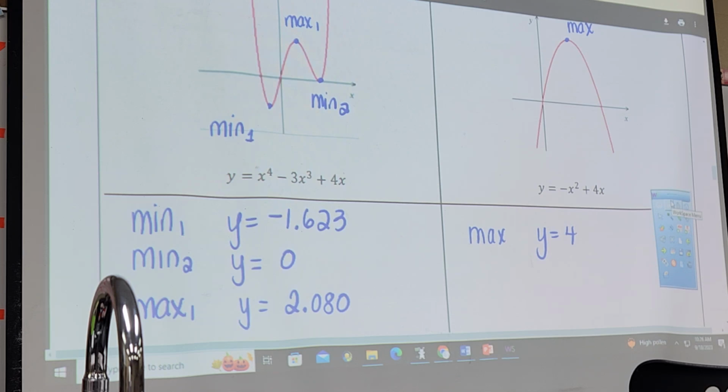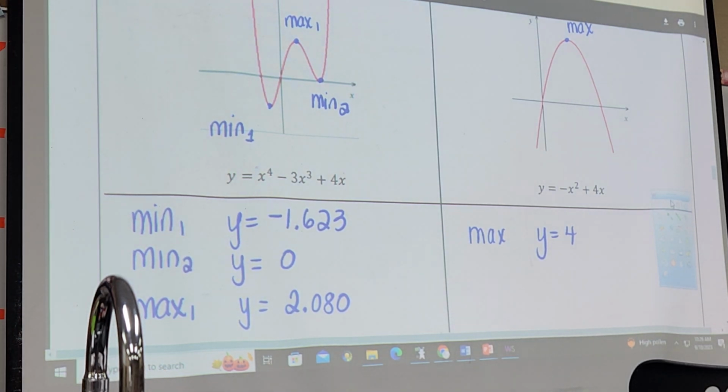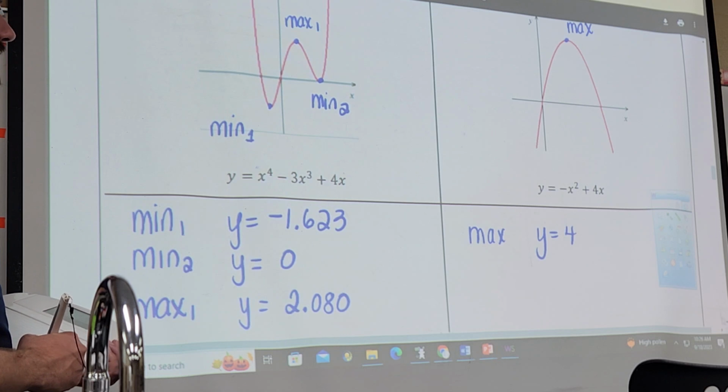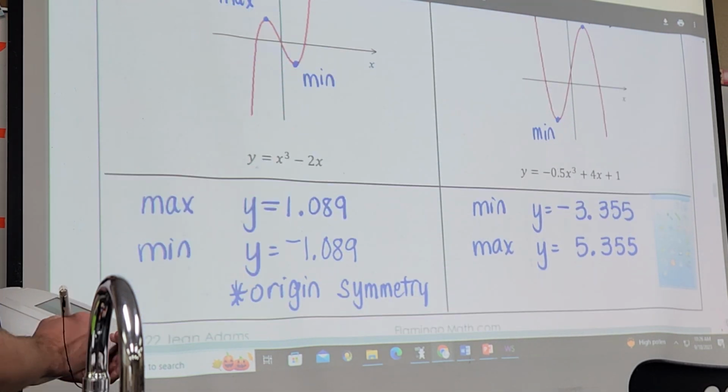Before I scroll to the next one, since you guys have your packet, the next one, what's your power? 3. So that's odd, right? If it's odd, do I have absolute maxes or mins? No. So same if you look at the next one. It's negative 0.5 x to the third. What's your biggest power? 3. Do I have any absolutes? Absolutely not. Does that help clear out the even odds?